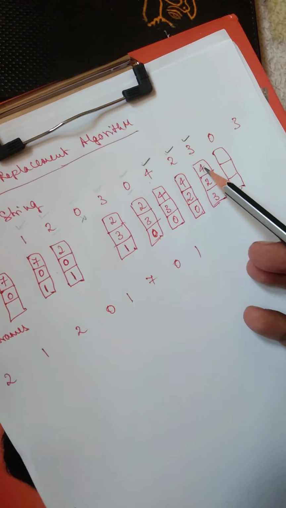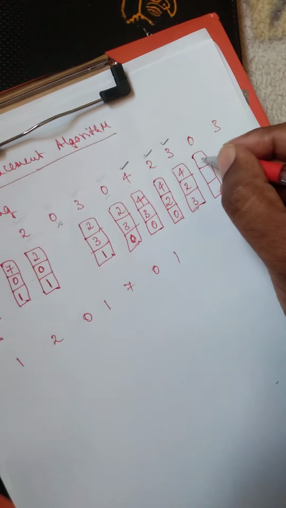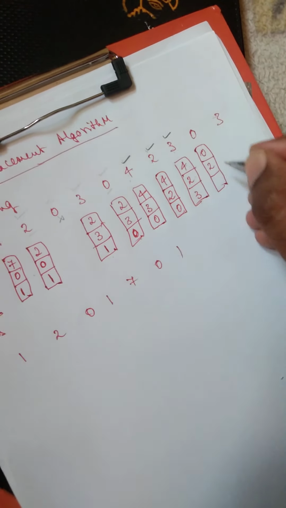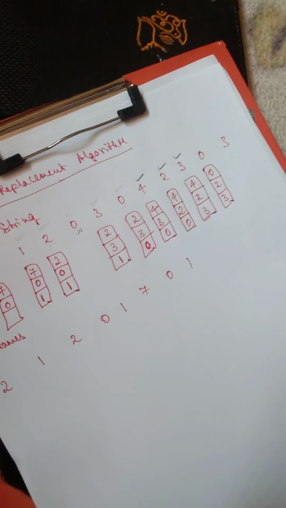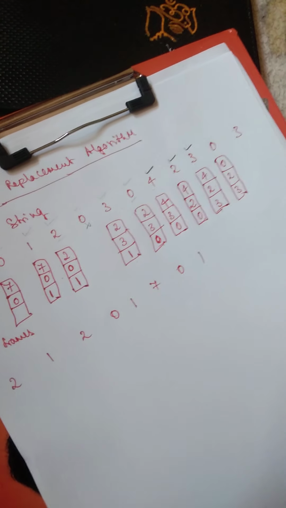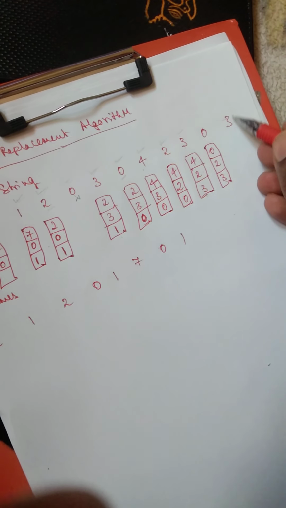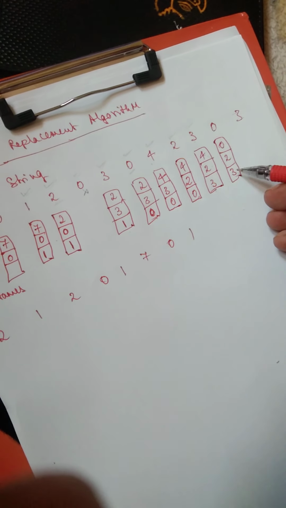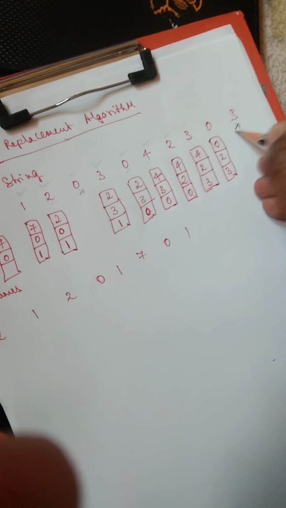So therefore in place of 4 I should replace this 0. So in place of 4, 0 is retained, 2 is also retained, and 3 is also retained. Now I'll erase all the pencil marks over there. Now when I look into the next reference string, 3 is already there in the page table, so therefore the page fault will not occur.